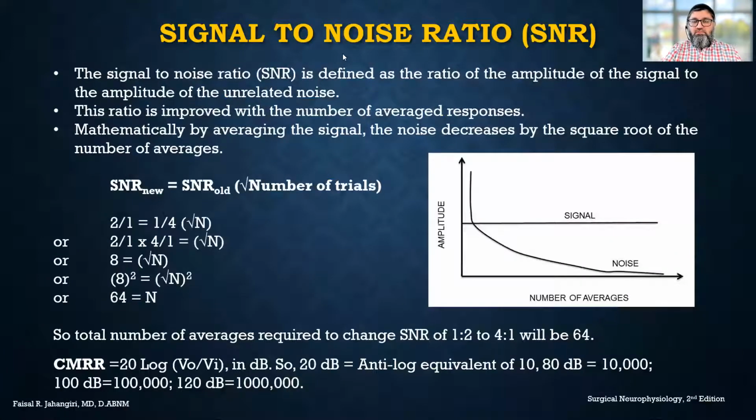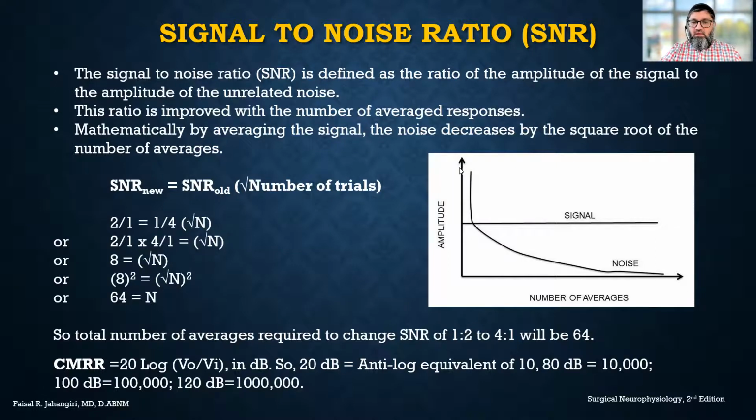Signal to noise ratio. As mentioned earlier, the way we get rid of noise is averaging. But what is the signal to noise ratio? The formula is important. Signal to noise ratio is defined as the ratio of the amplitude of the signal to the amplitude of the unrelated noise. This ratio is improved with the number of averaged responses. Mathematically, by averaging, the noise decreases by the square root of the number of averages. So it's not a linear correspondence.